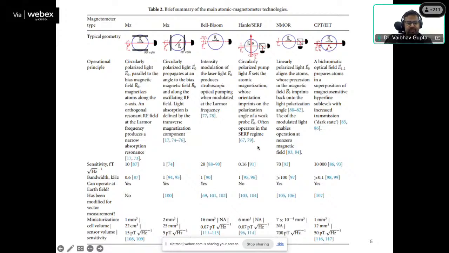Here is the comparison table. If you look at the sensitivity in femtotesla per square root hertz, you see that the sensitivity for this device is roughly 0.16. NMOR provides a bit higher sensitivity, and CPT provides even higher sensitivity, but the problem is that they cannot do vector measurements. There are some other problems which we are going to discuss.